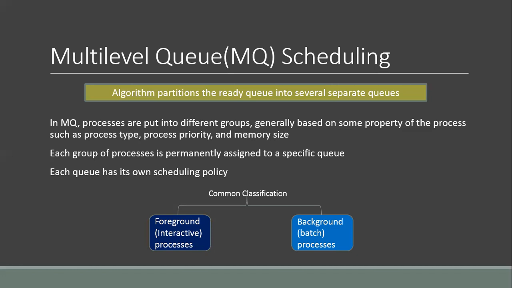Foreground processes will be assigned to one queue, whereas background processes will be assigned to another ready queue. And each queue will have its own scheduling policy. We can use round-robin scheduling policy to execute foreground processes, whereas first come, first served scheduling policy can be used for the background processes.